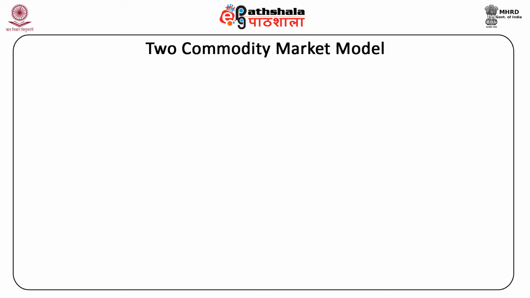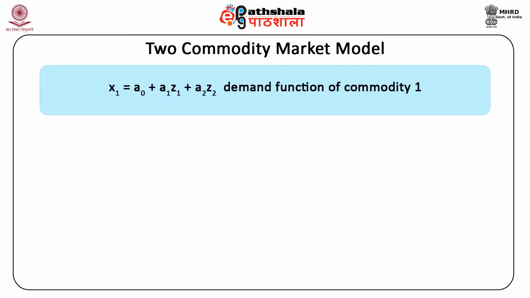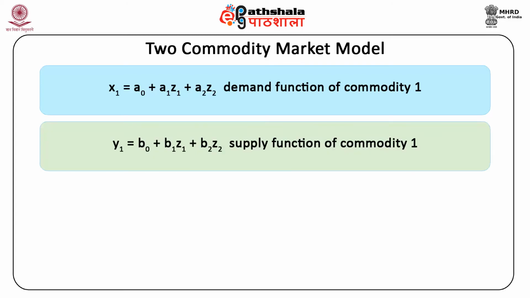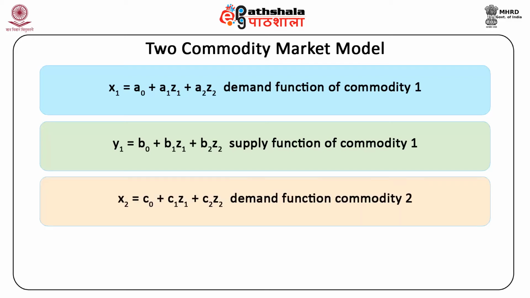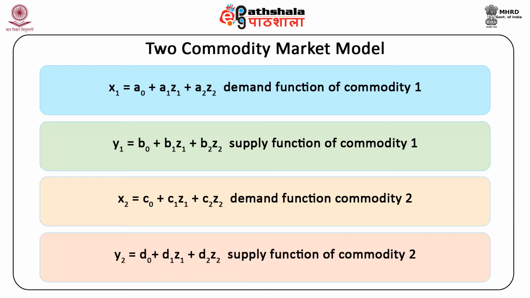As demand and supply functions are assumed to be linear, we can relate the demand and supply functions of a commodity in terms of its price as follows. X1 is equal to A0 plus A1 Z1 plus A2 Z2, demand function of commodity 1. Y1 is equal to B0 plus B1 Z1 plus B2 Z2, supply function of commodity 1. X2 is equal to C0 plus C1 Z1 plus C2 Z2, demand function of commodity 2. Y2 is equal to D0 plus D1 Z1 plus D2 Z2, supply function of commodity 2, where the coefficients A's, B's, C's and D's are coefficients related to the demand and supply functions.